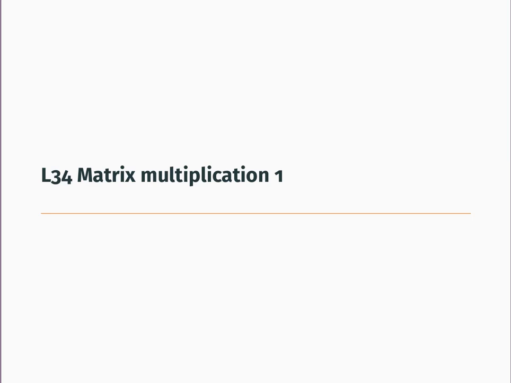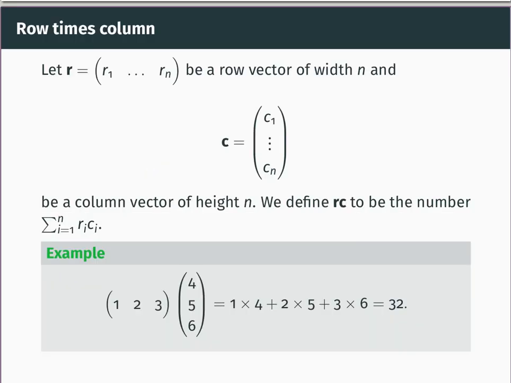The way we're going to define matrix multiplication is to build up from simpler cases to the most general case. And here is the simplest definition of matrix multiplication, which is that we define a way to multiply a row vector by a column vector. So let's suppose we have a row vector R, which has width n, and a column vector C, which has height n. So those two n's really must be the same. We must have a row vector whose width is the same as the height of the column vector.